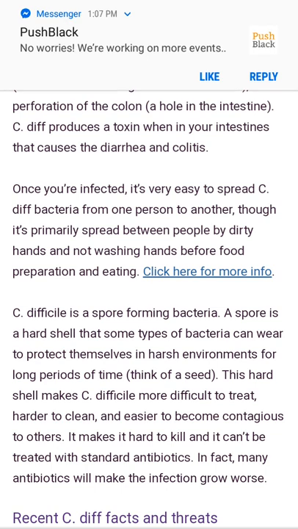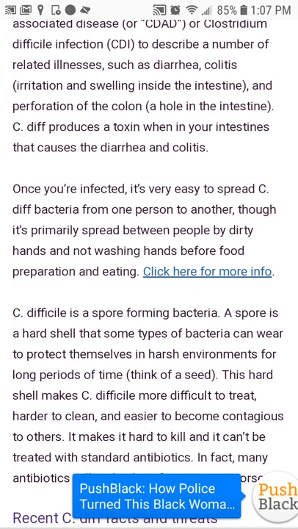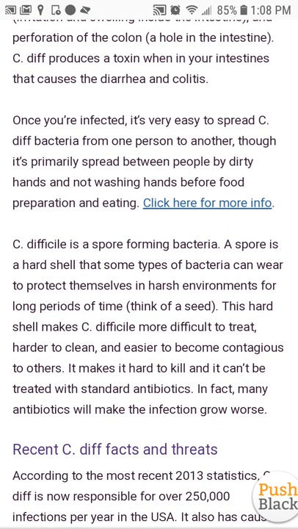Once you're infected, it's very easy to spread C. diff bacteria from one person to another, though it's primarily spread between people by dirty hands and not washing hands before food preparation and eating. C. diff is a spore-forming bacteria. A spore is a hard shell that the bacteria can wear to protect themselves in harsh environments for long periods of time. Think of a seed. This hard shell makes C. diff more difficult to treat, harder to clean, and easier to become contagious to others. It makes it hard to kill, and it can't be treated with standard antibiotics. In fact, many antibiotics will make the infection go worse.